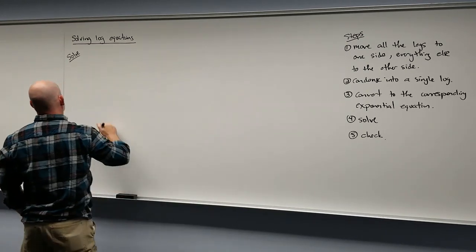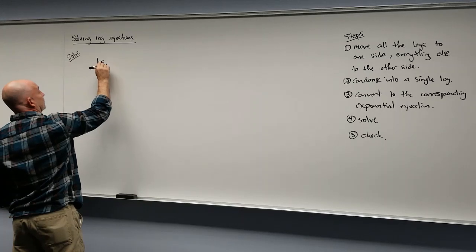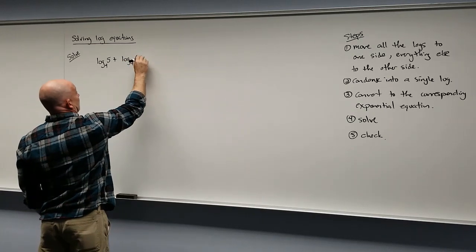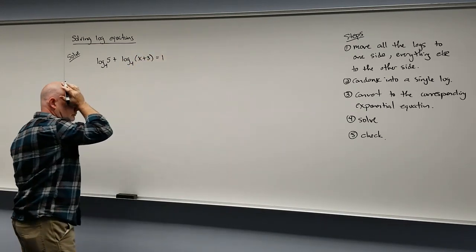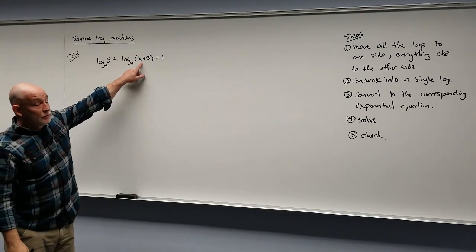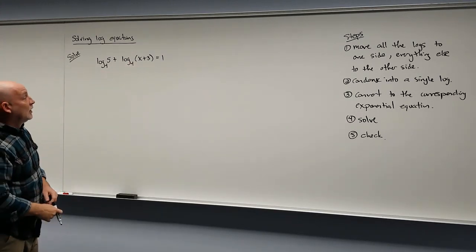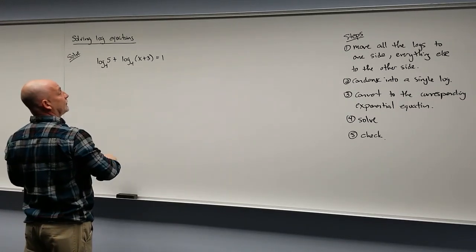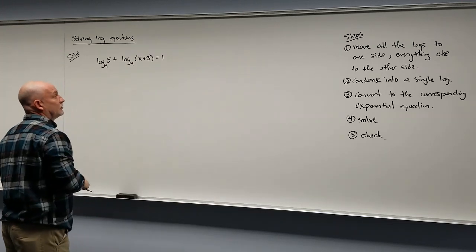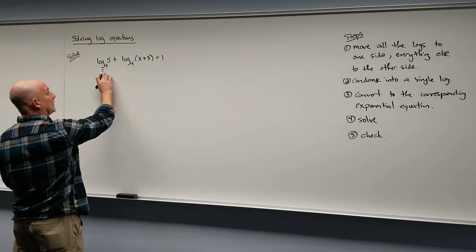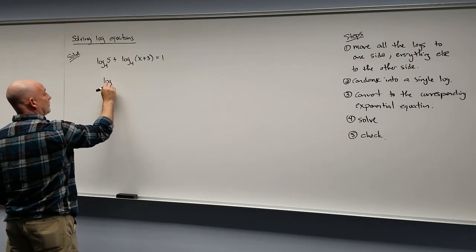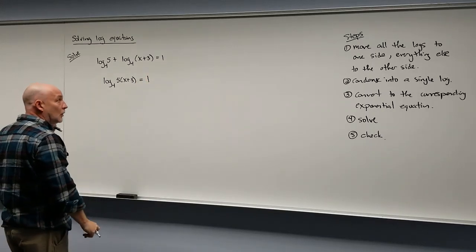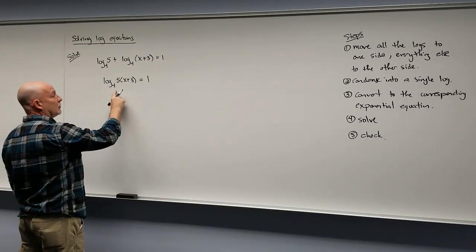Let's say I gave us log base 4 of 5 plus log base 4 of x plus 3 is equal to 1. This is a logarithmic equation because we have variables inside of our logarithm. Let's follow our steps. Move all the logs to one side. Everything that has a log is on the left. Move everything else to the other side. That doesn't have a logarithm, so it's on the other side. Condense into a single log. Now these are joined by addition, and according to our log properties, that means we're going to multiply those arguments together. Then we convert to the corresponding exponential equation.